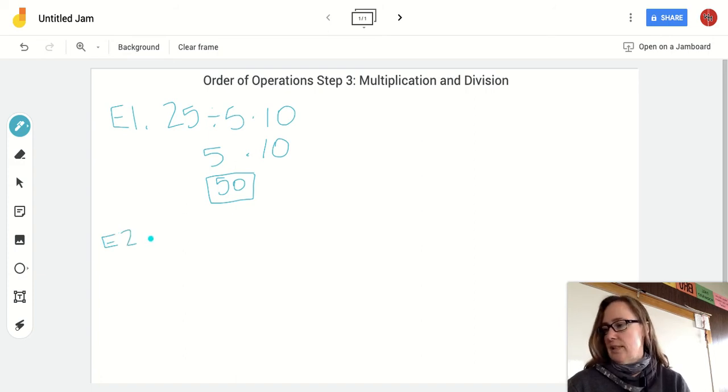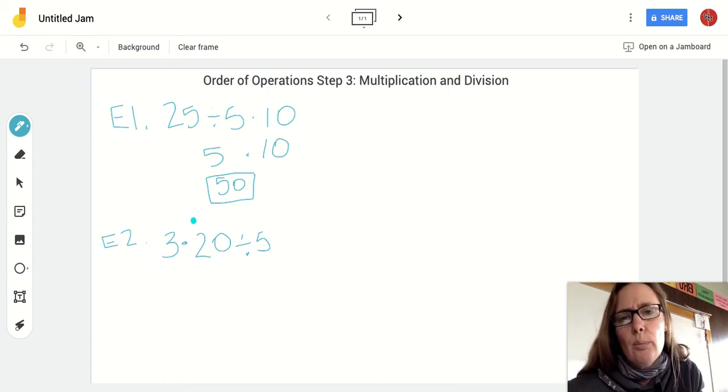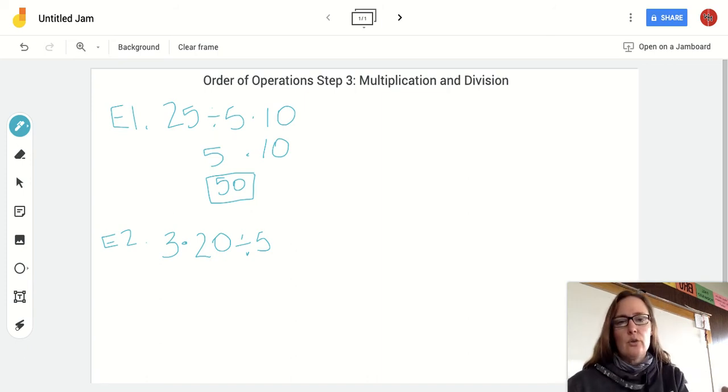Example 2. 3 times 20 divided by 5. Okay, so again, left to right. Now, if we were going to incorporate all the other steps that we've already learned, let's just go through them just to be sure. So first one is grouping symbols. Are there any grouping symbols or division bars, brackets, parentheses? Nope. Next one was powers. Okay, so let's look for powers. Oh, I don't see any exponents, so we're good there.